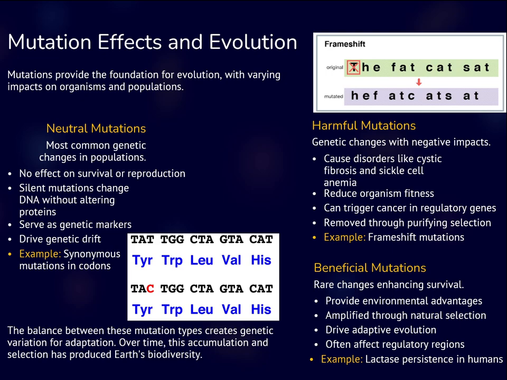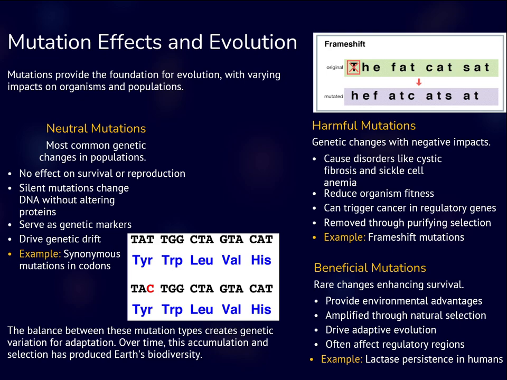Let's bring this full circle. Mutations don't just affect individuals, they affect whole populations and even the future of species. There are three basic types of mutation effects. Most mutations are neutral, meaning they don't change anything in a meaningful way. These might change a codon, but not the amino acid that it codes for. Some mutations are harmful. These are the ones that can cause disease or make it harder to survive or reproduce. Often, these get removed from the population over time through natural selection.